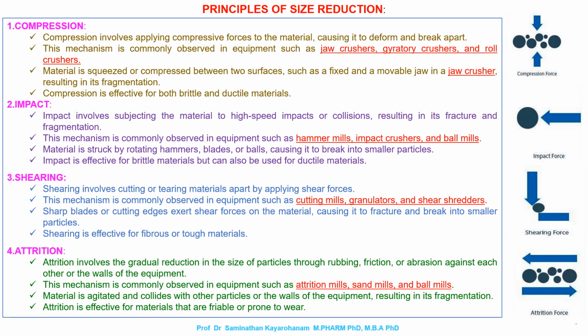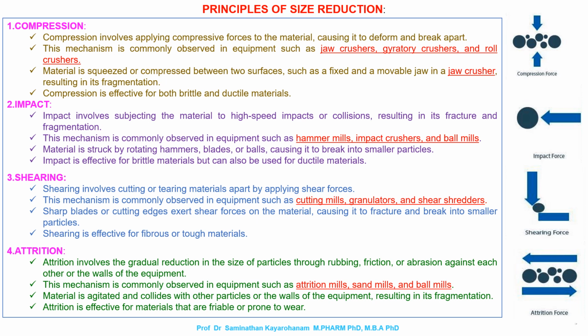3. Shearing. Shearing involves cutting or tearing materials apart by applying shear forces. This mechanism is commonly observed in equipment such as cutting mills, granulators, and shear shredders. Sharp blades or cutting edges exert shear forces on the material, causing it to fracture and break into smaller particles. Shearing is effective for fibrous or tough materials.